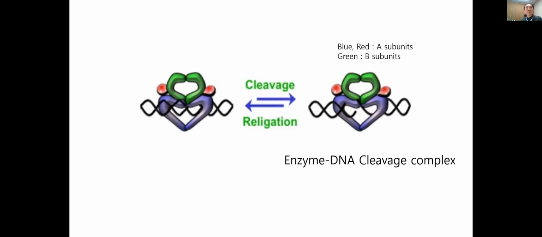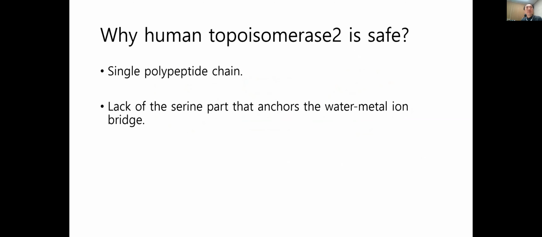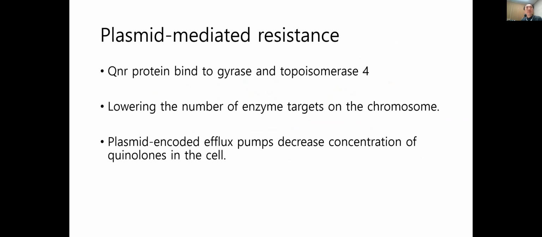Other question? I have a question too. Okay, go ahead. Taekjun, can you move to the plasmid-mediated resistance? Okay. You said that QNR protein binds to topoisomerase 4 or gyrase to block the medicine from binding to those enzymes. So does this QNR protein affect these enzymes' affinity to bind to DNA or not? Can you say the last part one more time? So QNR protein binds to this enzyme, and does this binding affect the affinity of gyrase or topoisomerase 4?